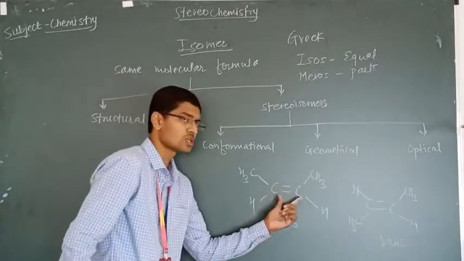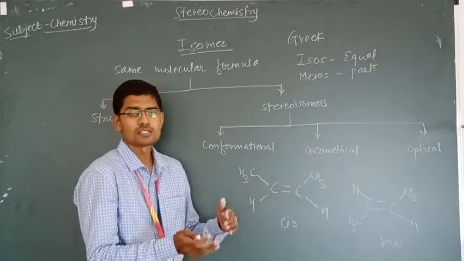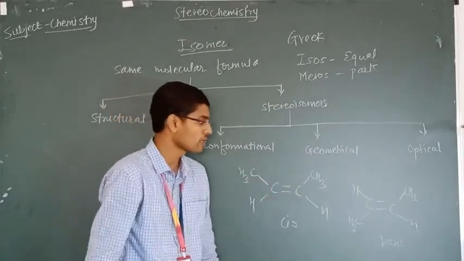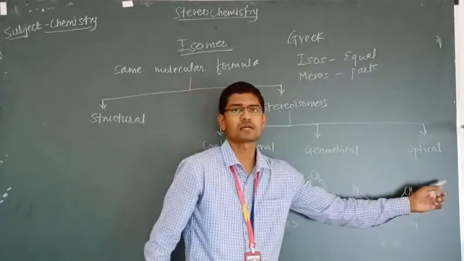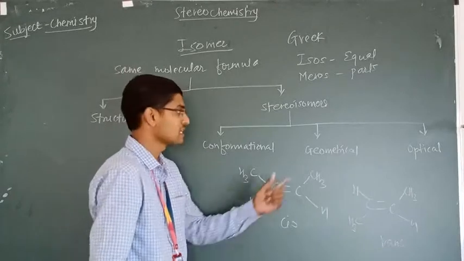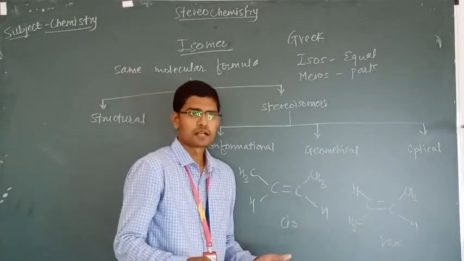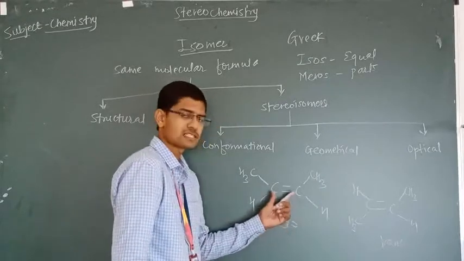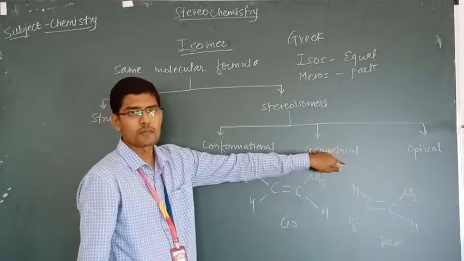In the first molecule, these two groups are attached on the same side of the carbon-carbon double bond. In this molecule, they are on the opposite side of the carbon-carbon double bond. Such type of isomers, in which there is restricted rotation, it might be due to a double bond, it might be due to a ring structure, but when there is restricted rotation, they are called geometrical isomers.